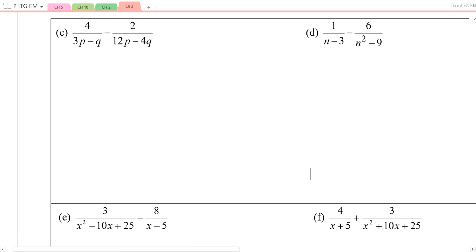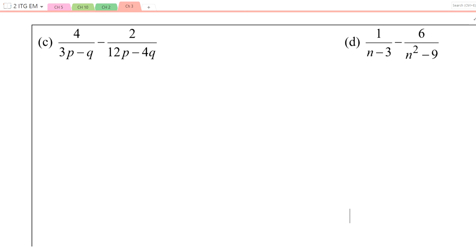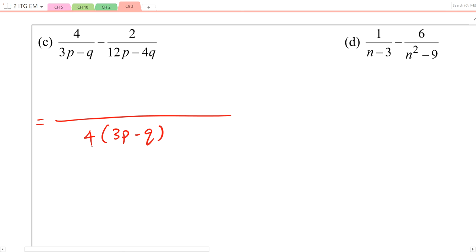Okay, part C. What is the common denominator? Come on, everybody together. Common denominator? 12p minus 4q, which is actually 4 times 3p minus q, right? Do we have to factorize? No, we don't really have to for our final answer.